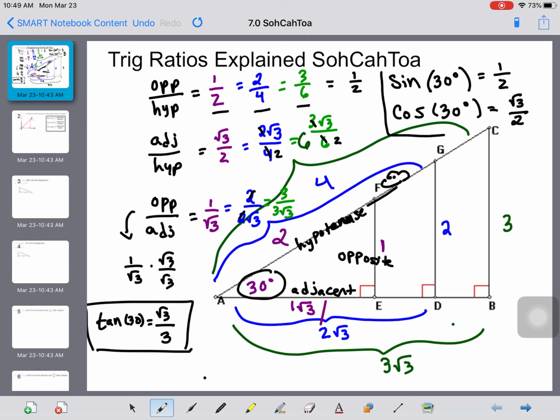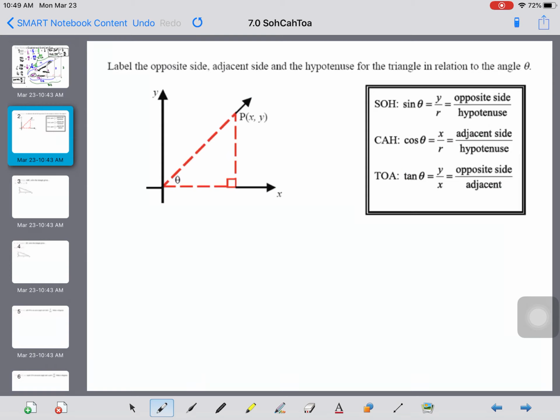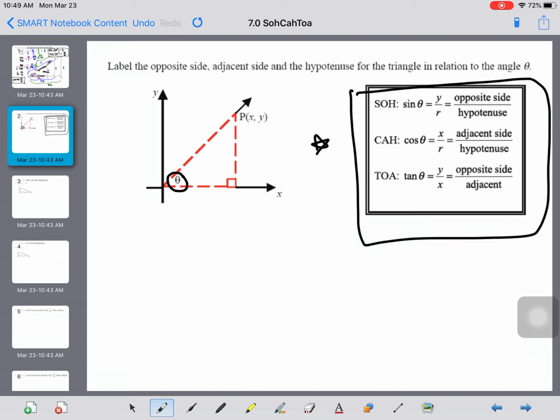So this right here is the fundamental idea of trig ratios. Sine is opposite over hypotenuse, cosine is adjacent over hypotenuse, tangent is opposite over adjacent, and those are constant ratios for every given angle that we have. It doesn't matter what we have here, no matter what this angle is, for a given angle, that ratio is going to be constant for that angle. So you may want to put these in your notes.